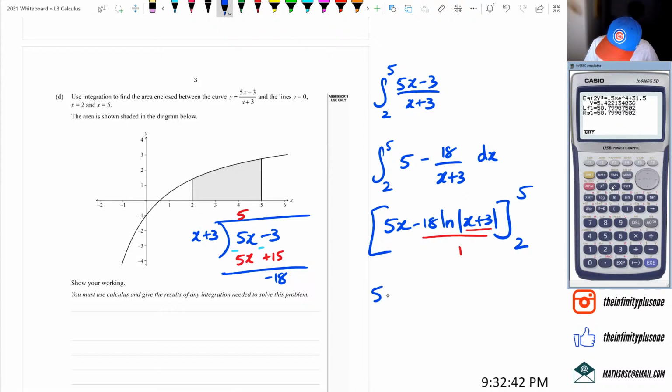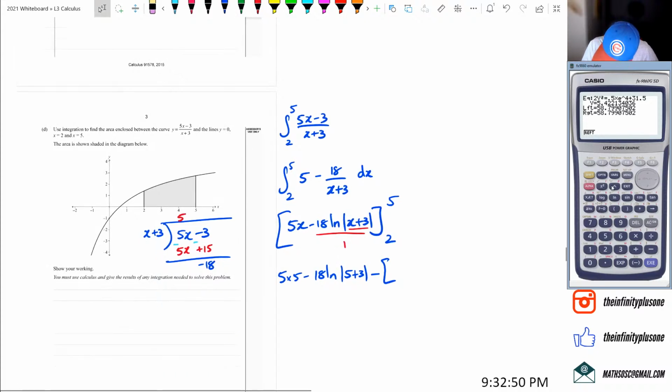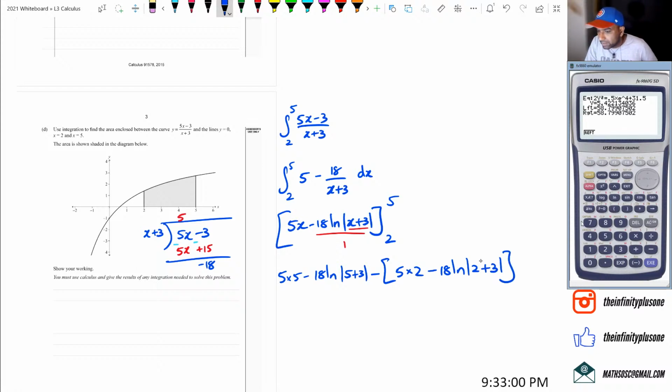I go 5 times 5 minus 18 ln of 5 plus 3 minus, I do all of this, but when it actually comes to calculating it, I'm going to show you guys the shortcut of how to get the correct answer without having to do all of this working. All right.